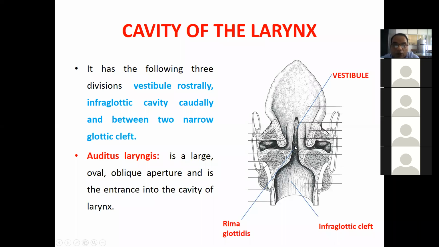Middle part is called the rima glottidis, or you can say the glottic cleft, and this one is the posterior part. This posterior part is called the infraglottic cleft. So, if you talk about the cavity of the larynx, you will find three zones. The vestibule is the anteriormost part. Middle part is the rima glottidis or glottic cleft, and the posterior part is the infraglottic cleft.